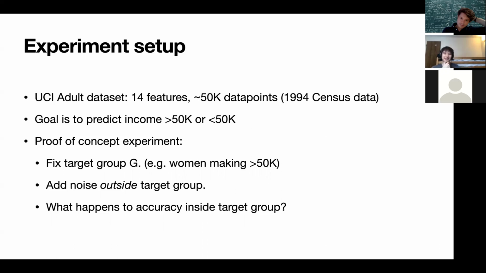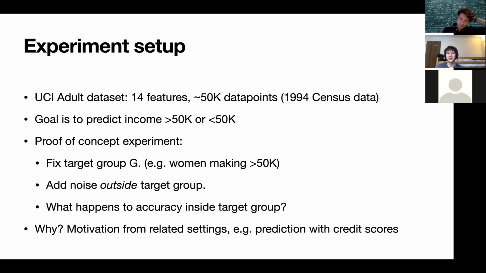And so in this experiment we look at a target group G, so let's say a woman making over 50K. We're going to modify the training data by adding noise outside the target group. So we actually don't affect the target group, but we add noise everywhere else. And what happens when you do this, and we use a standard classifier like logistic regression. There's some motivation: there are many settings where different groups have different noise, and I gave an example before. In the interest of time, let me not give other examples of situations where the noise varies between groups.